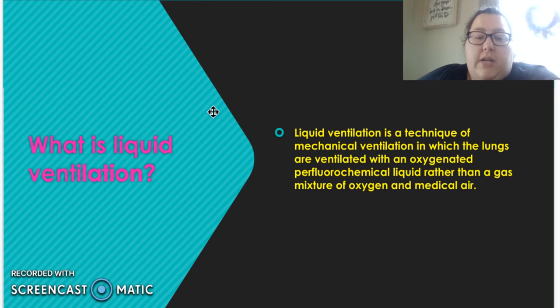We all know that ventilation is the use of mechanical ventilators to push oxygen and medical air into the lungs. There's another experimental option of liquid ventilation. This type of ventilation uses a special ventilator and solution to ventilate the lungs. So first, let's define what liquid ventilation is. Liquid ventilation is a technique of mechanical ventilation in which the lungs are ventilated with an oxygenated perfluorochemical liquid rather than a gas mixture of oxygen and medical air.